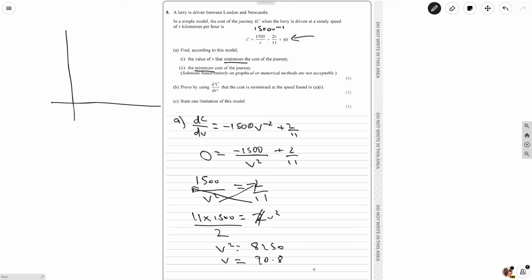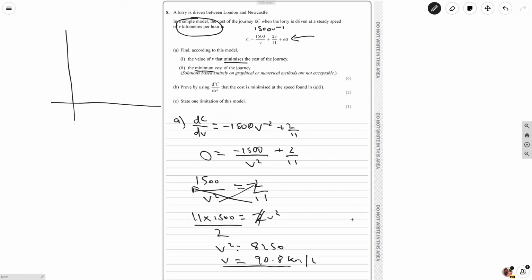That's what it says on the front sheet of the paper: if in any doubt, or if it's not stated, then you round to 3 significant figures. Now that's a velocity, and in this case it's kilometers per hour. Where did I get that from? Well, it says it here.